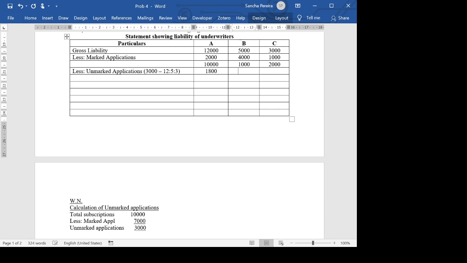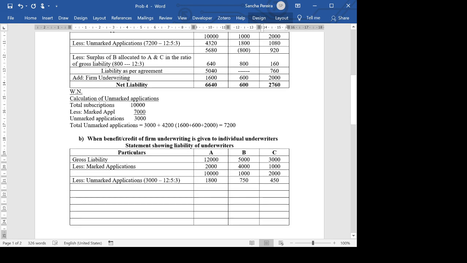1,800. Here it will be 750, and here it will be 450. 1,800, 750, 450. Now just see how it is different.